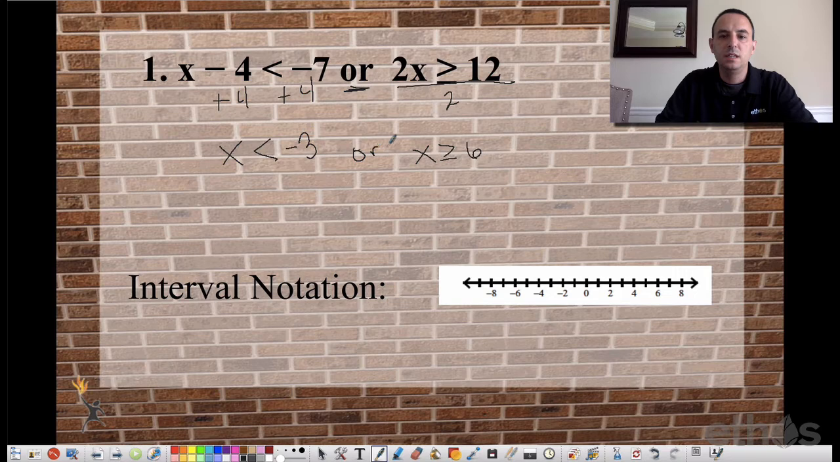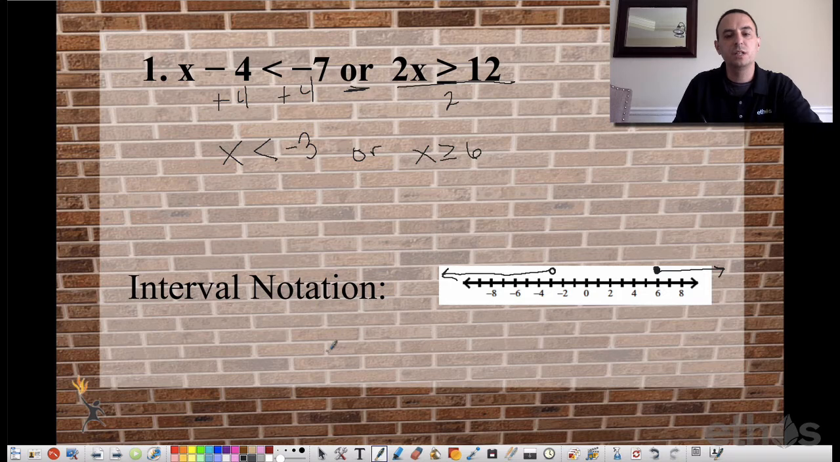So this is our solution, and we'll talk about interval notation once we graph it. So x is less than -3, so here's -3. There's our -3 right there. And it's less, so that's all the way over here. Then we have x is greater than 6. Here's our 6, a little bit wider gap than the previous one. And it's greater than 6, so we're coming over here.